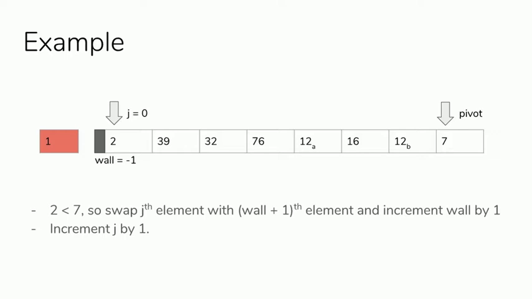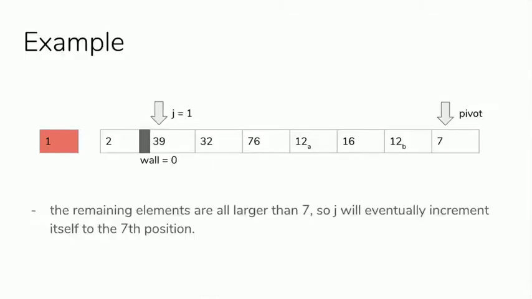Now, the new pivot is 7, which is the last element of the array, and since 2 is less than 7, we shall swap the j element with the wall element and increment wall by 1. In this case, 2 is already the wall element, so no swap was made. Then we see that the remaining elements are larger than 7, so once again j will increment to the second last element in the array without any swaps being made.